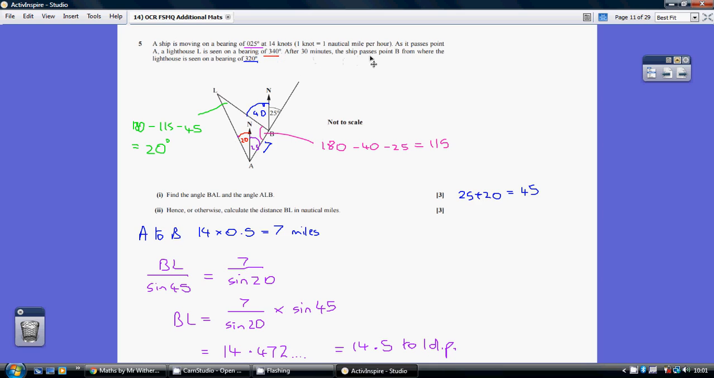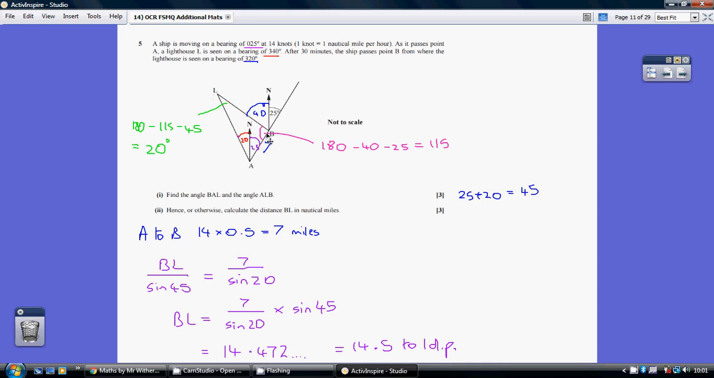We're also told as the ship passes point B, from the lighthouse it is seen on a bearing of 320. So again, as we go past B, the lighthouse is on a bearing of 320. So measuring clockwise all the way around to here is the 320, giving us the 40 degrees here. So that's where I've got those three angles here. Again, because we'll need it later, I think we might as well just fill in these other angles.